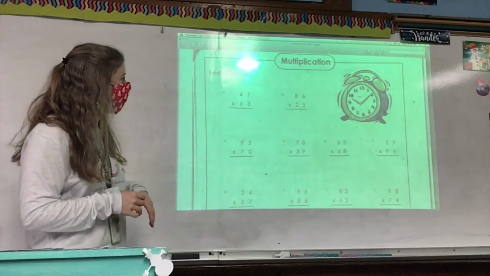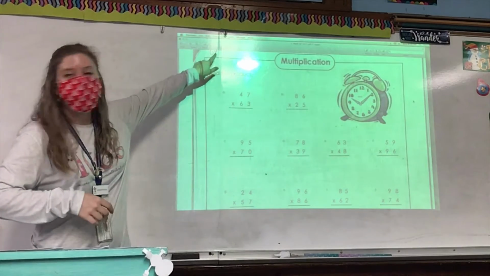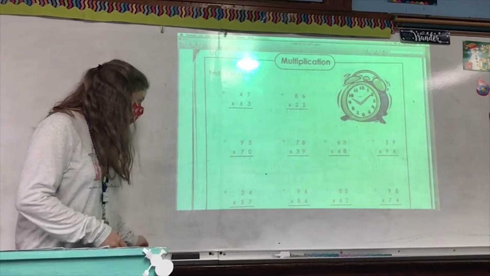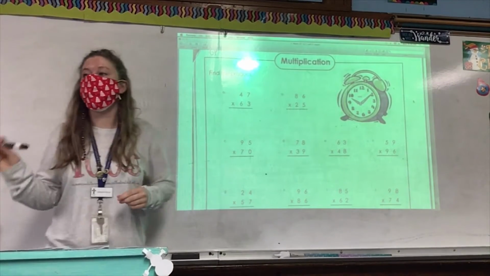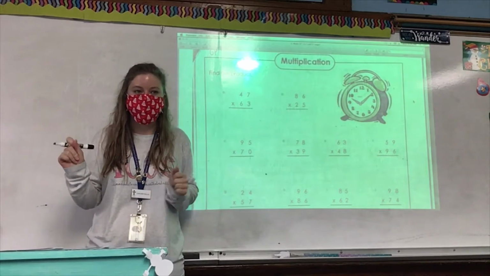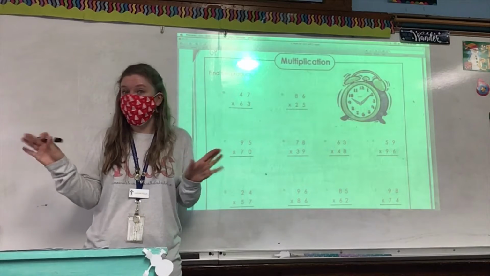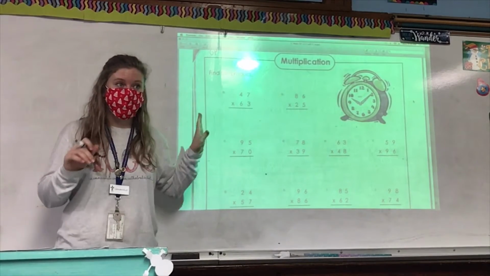Everybody should be looking at the page with the clock and GP under the word name. Now, what we're going to do is we are just going to solve each of these the way that we did on Thursday and Friday. But we're not going to be doing models. We are only going to be working on this the paper and pencil way.